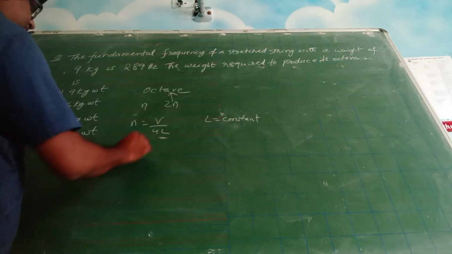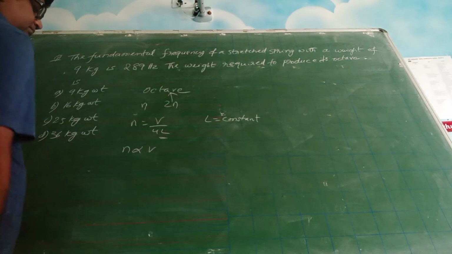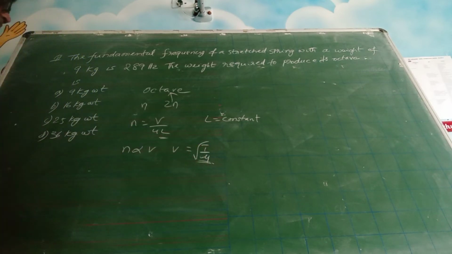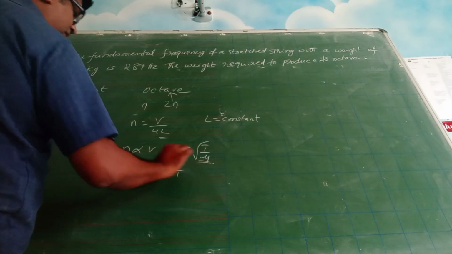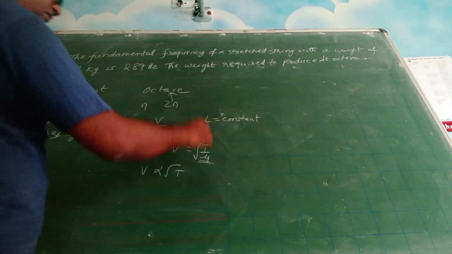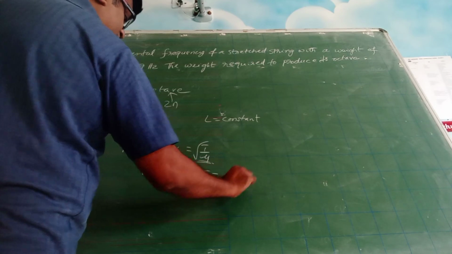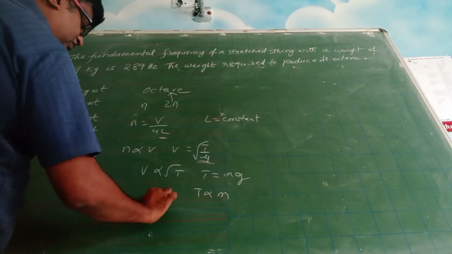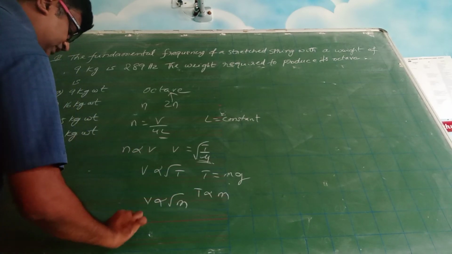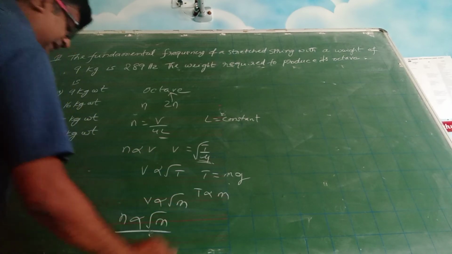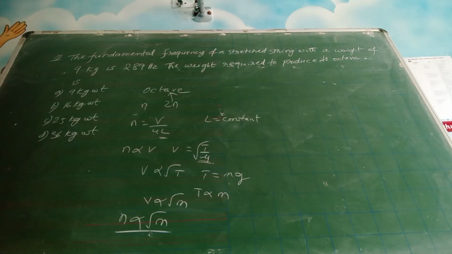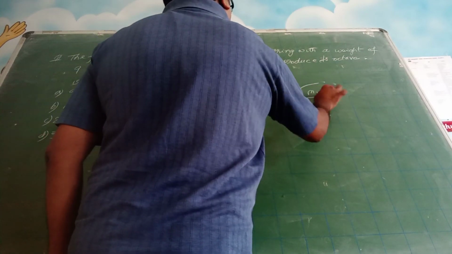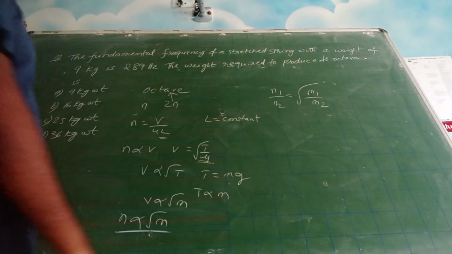N is proportional to v. But v is root over T by mu. Material is same, so v is proportional to root over T. Now we have seen in the previous question that T is equal to mg, right? That means T is proportional to m. So v is proportional to root m. That means n is proportional to root over m, right? So we can write here n1 by n2 is equal to root over m1 by m2.